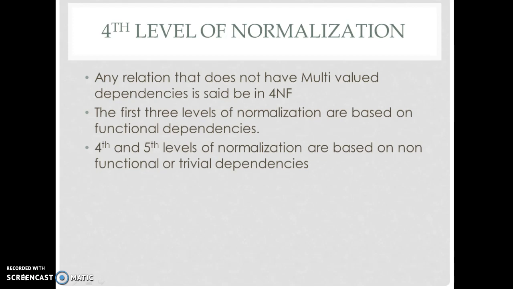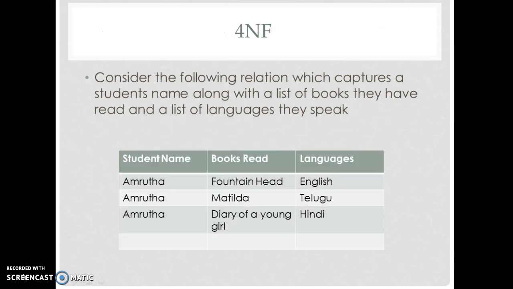normalization. Any table can be said to be in the fourth level of normalization if it doesn't have any multi-valued dependencies. For example, let us consider the following table wherein we have a set of students followed by a list of books that particular student has read, and also a list of languages that each student knows. Now, both of these columns, books read and languages, happen to be multi-valued columns. That is, it is possible that one single student has a huge list of values in the books read column.